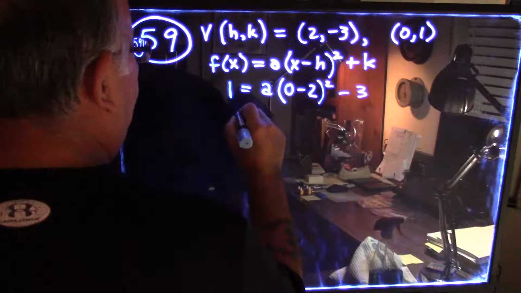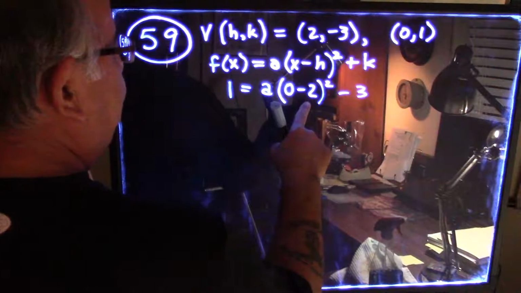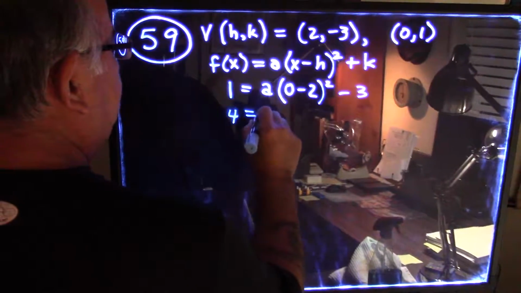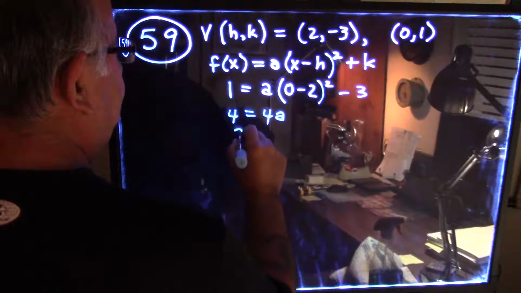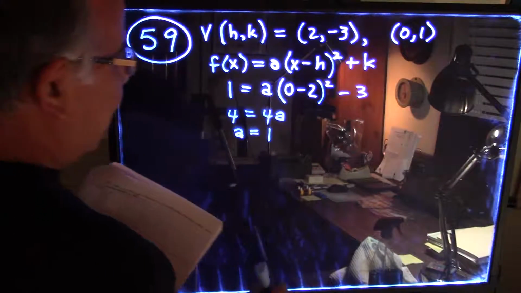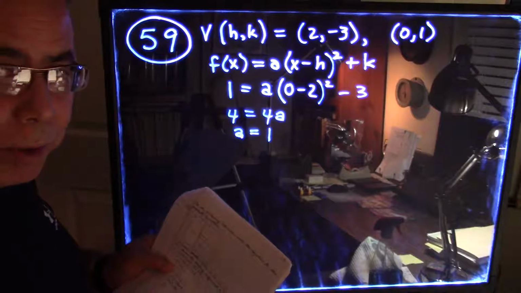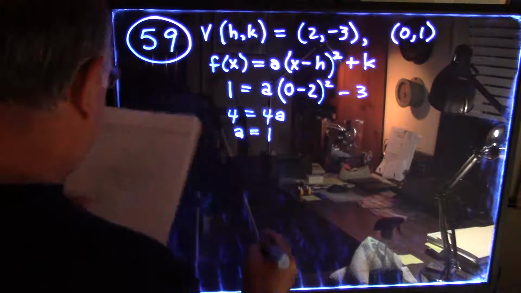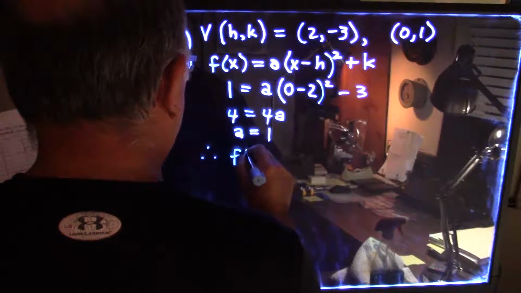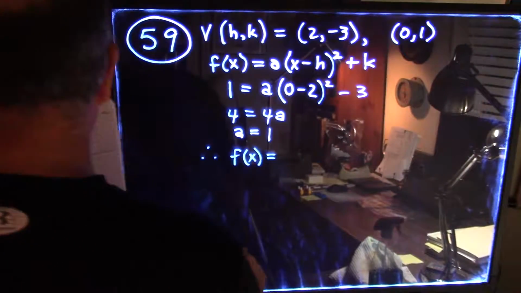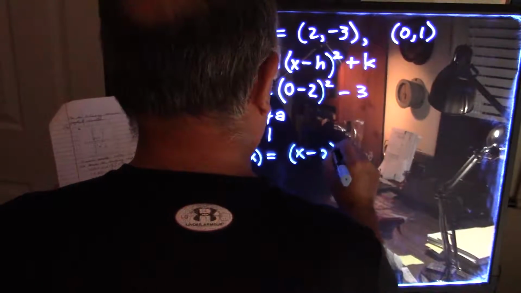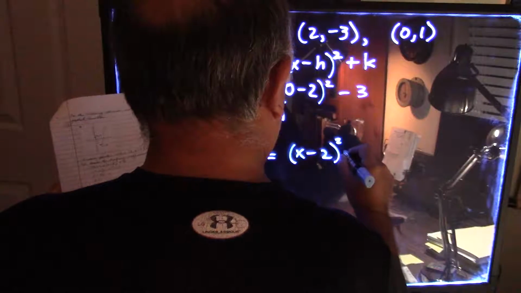So we have 4 here, and you can add 3 to both sides, so you get 4 on this side, so you get 4 equals 4a. So a must be 1. If you came up with a negative a, then you know you got it wrong somewhere, because we already know that a must be positive. It does open upward. So therefore f of x is equal to, using the standard form again, x minus 2 quantity squared, or rather, a minus 3.